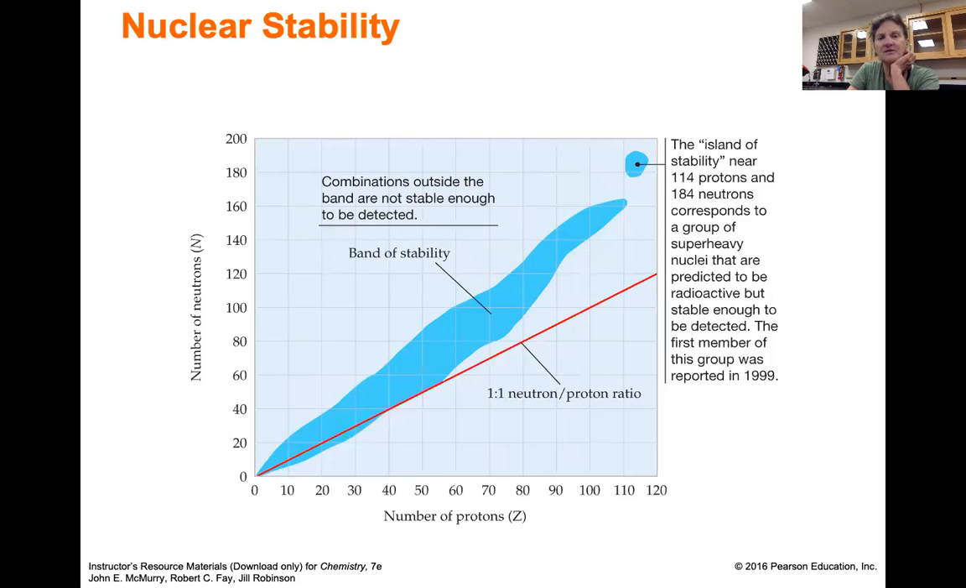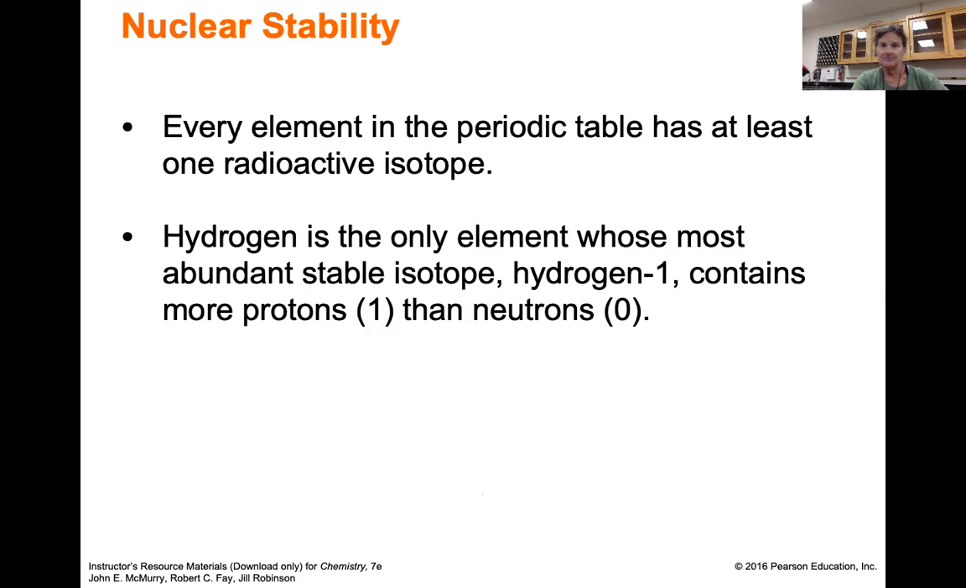So I'm not going to focus a lot on stability, but just to think about why elements exist in the isotopes they do. The blue band on here represents some stable isotopes. The red line is a line where the neutron to proton ratio is 1. So you see that most stable isotopes are pretty close to 1, and that blue area is called the band of stability. It's not exactly 1, but it's close.